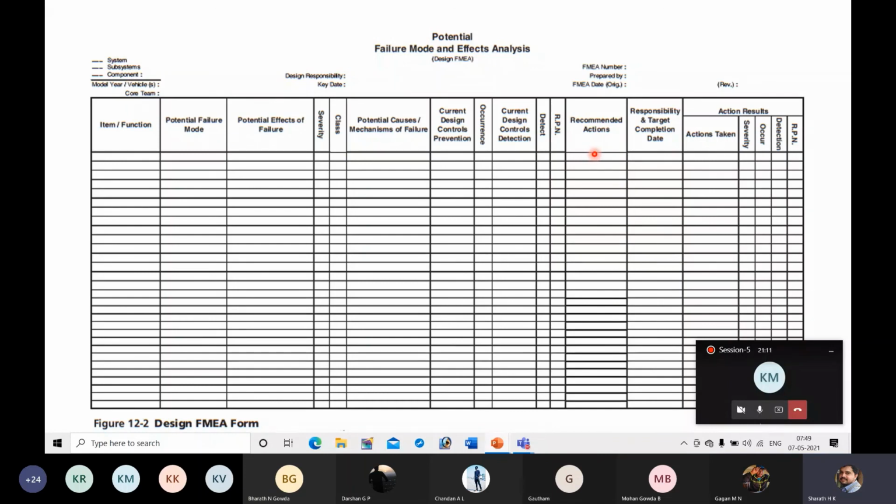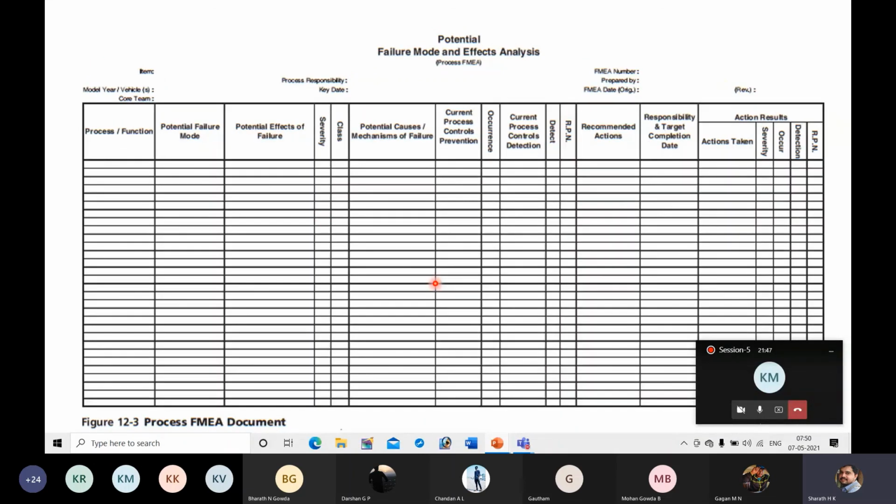Then recommended actions, based on the occurrence of this failure, in order to prevent it in future. What are the recommended actions? You may go for changing the seal, to avoid leakage, by replacing it with a new one. Next, responsibility and target completion date. Who is responsible for this type of failure? You should give a target for implementing these actions. Later that will be summarized. So this is the sheet used for the design FMEA form.